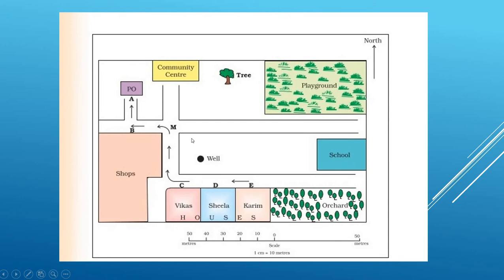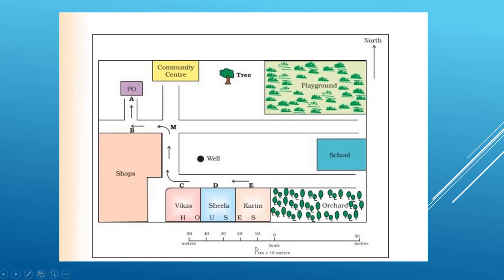So moreover, in this figure, it has been given in the textbook about the scale. So there is a scale in this. Okay, as you can see, 1 centimeter is equal to 10 meters, right? So this is the scale of this map. Okay, so this is used for measuring the actual distance between the places. For example, it has been given that the distance between the well and the tree is 5 centimeter. Okay, so what will be the actual distance on ground between the well and the tree?